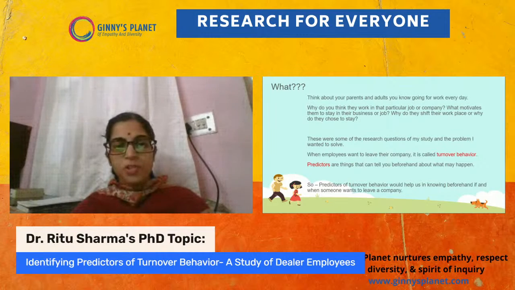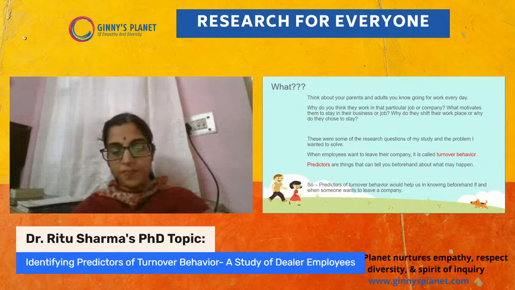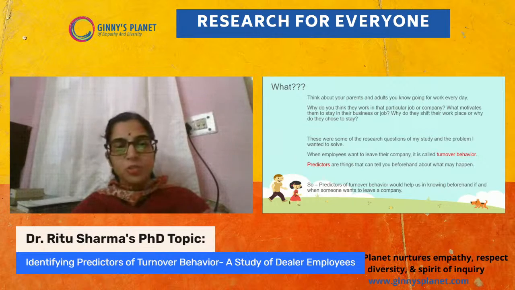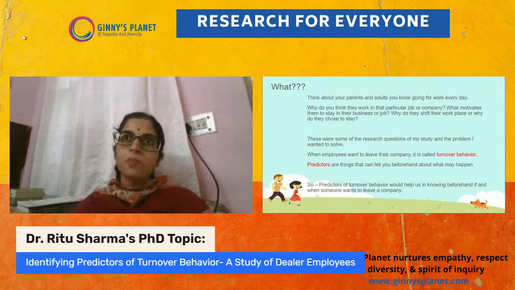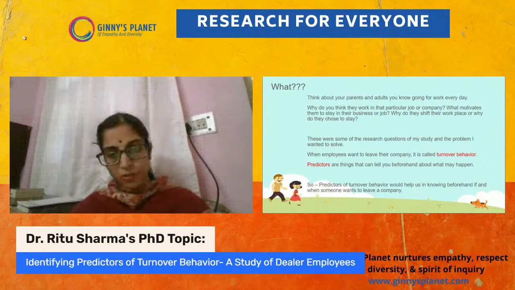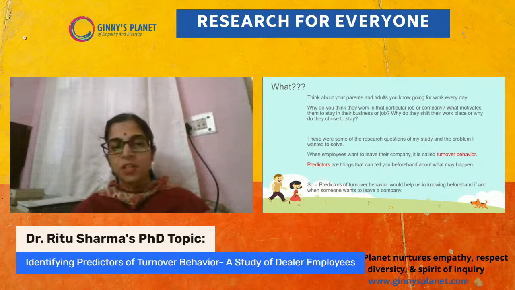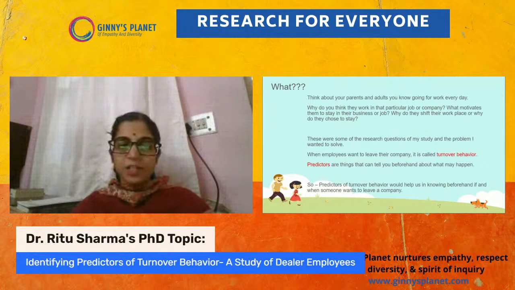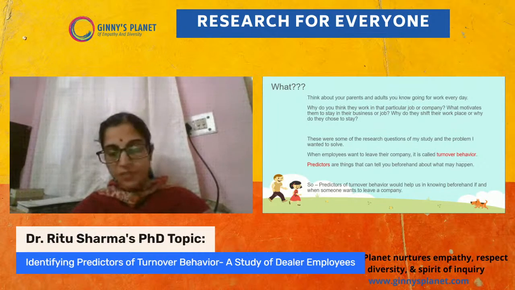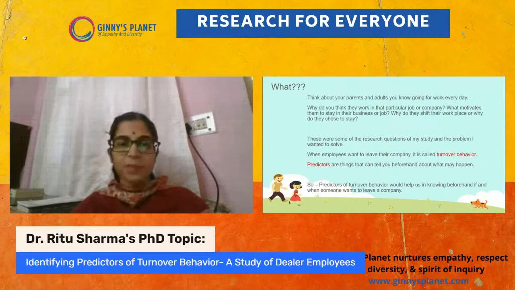So when employees want to leave the company, it is called turnover behavior. And predictors are those things that can tell you beforehand, like you can predict something that is going to happen in the future based on past trends, like based on data. So, which means that predictors of turnover behavior would help us in knowing beforehand which employees want to leave a company and which employees want to stay in the company.